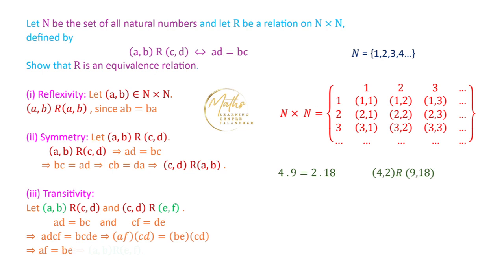And if af is equal to be, then again using the condition of the relation, this implies that (a, b) is related to (e, f). So we have proved that if (a, b) is related to (c, d) and (c, d) is related to (e, f), then (a, b) is related to (e, f). So we have obtained that this relation is transitive, and we know that a relation which is reflexive, symmetric and transitive is an equivalence relation.